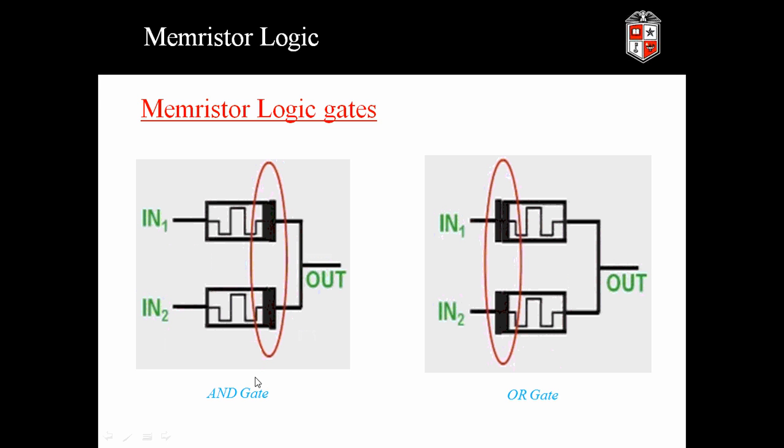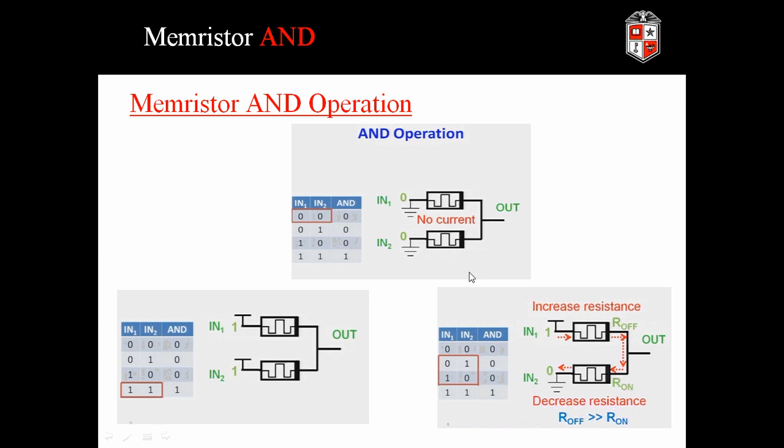So these are the circuits for the AND gate and OR gate using the memristor, and you can see that just by changing the polarities of the memristor, the operation that the circuit performs will change. So this is where the memristor AND operation can be explained.